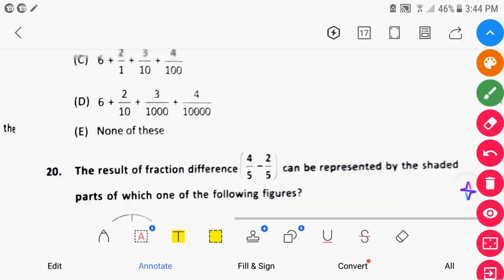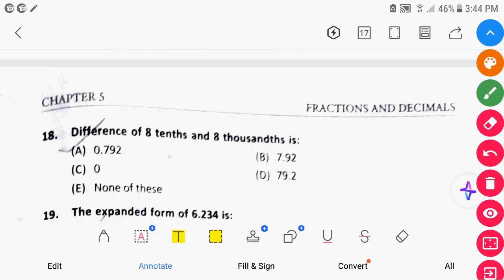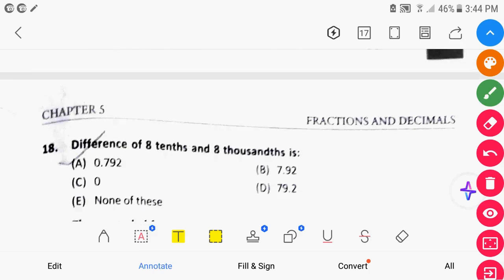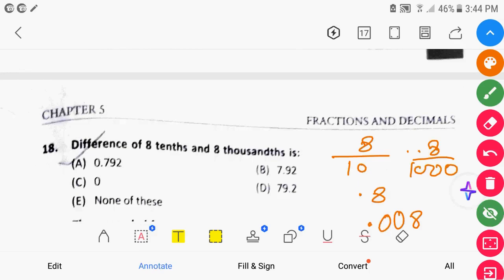Now the difference of 8 tenth and 8 thousandth you have to calculate. So write it in decimal form as 0.8 and 8 thousandth, 1, 2, 3 digits after the decimal, so 0.008. Now which is bigger here? This one is bigger, so subtract smaller from bigger.